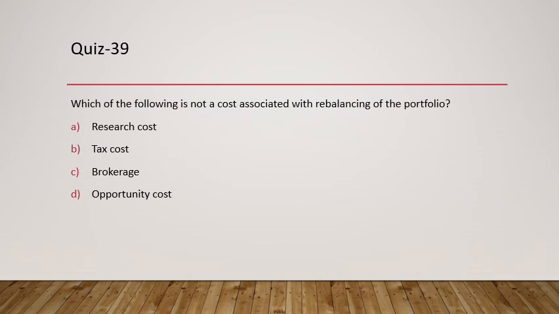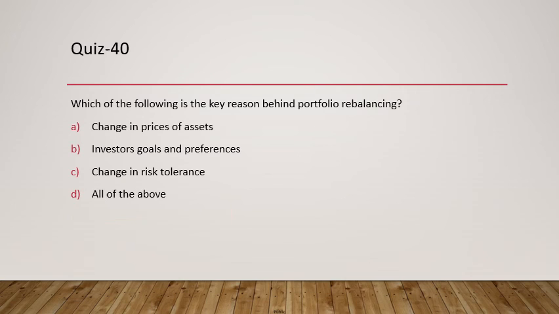Okay. Now, question 39. Which of the following is not a cost associated with the rebalancing of a portfolio? You pay research cost, pay taxes, because when you buy and sell, there is a tax applicable, you pay brokerage, but opportunity cost is more of a notional thing, so it is not paid. So that's the answer. And this is the last one.